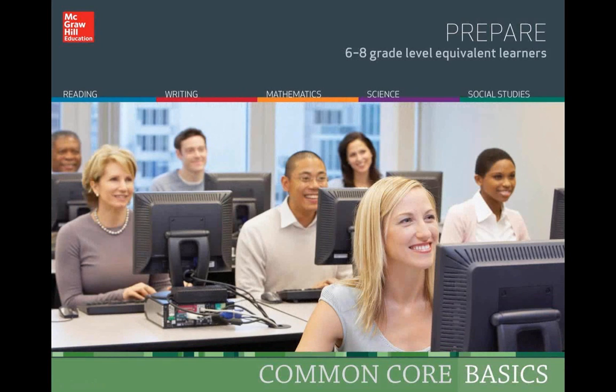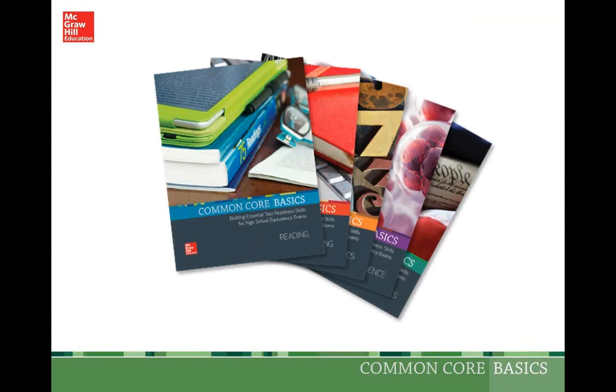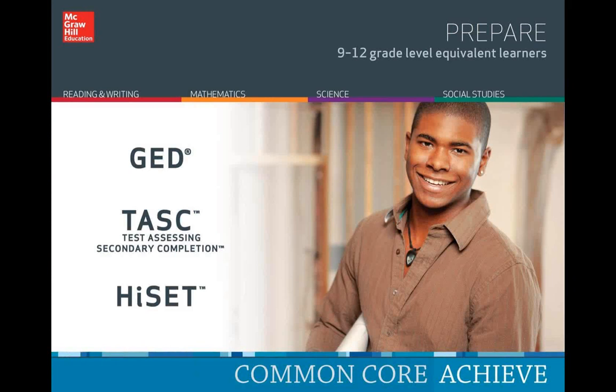Common Core Basics is for adult learners with a 6th to 8th grade level equivalent. It focuses on the foundational skills needed to begin preparing for any Common Core-based high school equivalency exam. Common Core Achieve is for adult learners with a 9th to 12th grade level equivalent. It focuses on core content instruction needed to actively prepare for any Common Core-based high school equivalency exam, but also includes the critical exercise, practice, and test preparations specific to each exam, including the 2014 GED, TASC, and HiSET.